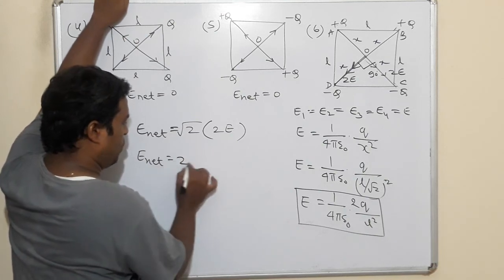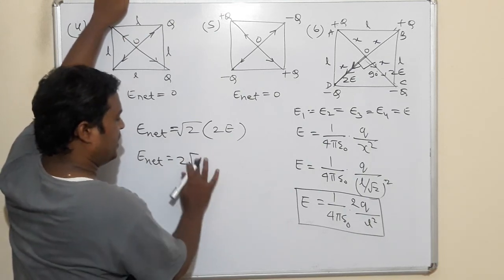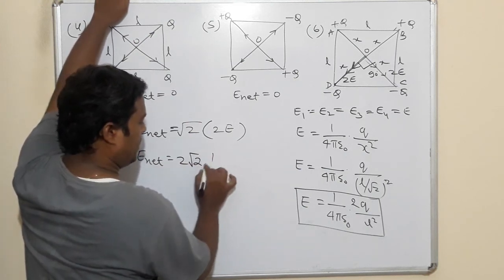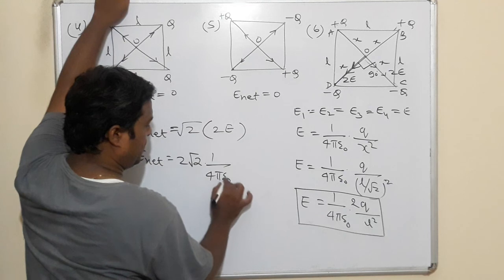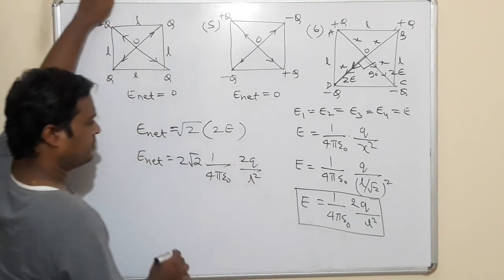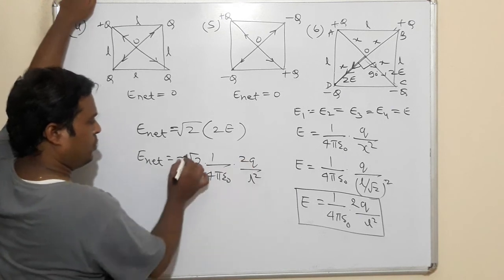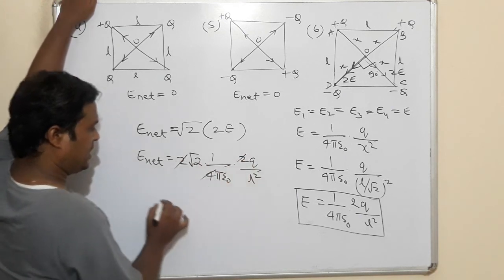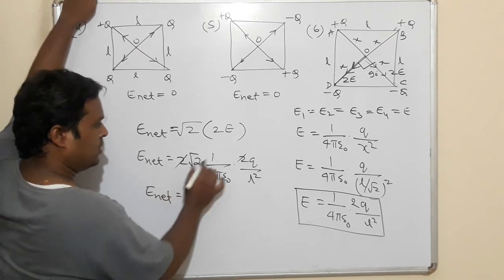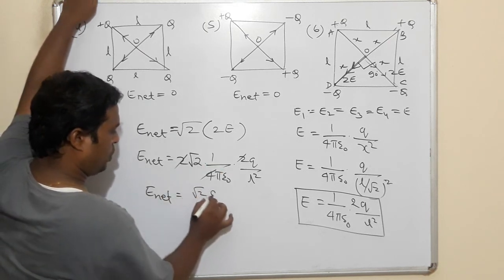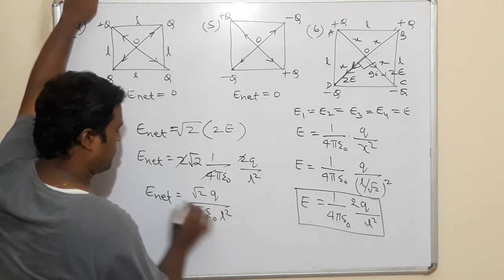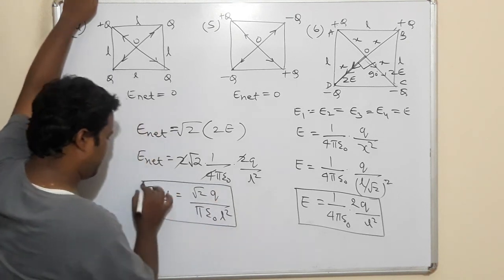2 root 2, multiply by e. What is e? E is 1 by 4 pi epsilon naught 2q divided by L square. Then 2 into 2 is 4, and this 4 will cancel. E net will be equal to root 2q divided by pi epsilon naught L square. This is the net field.